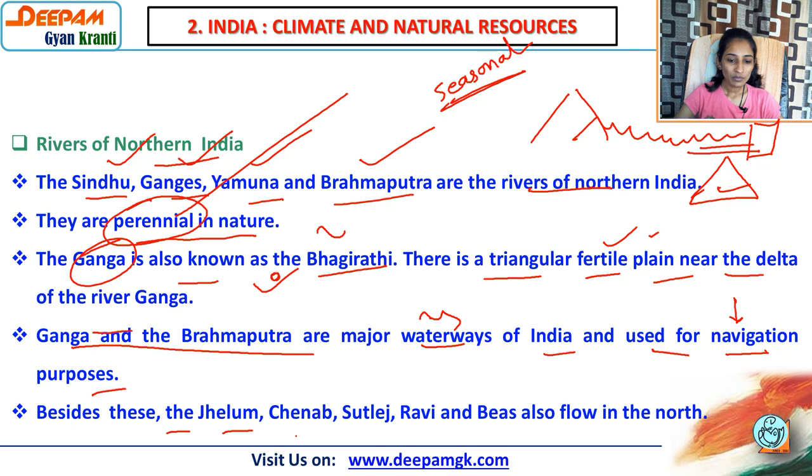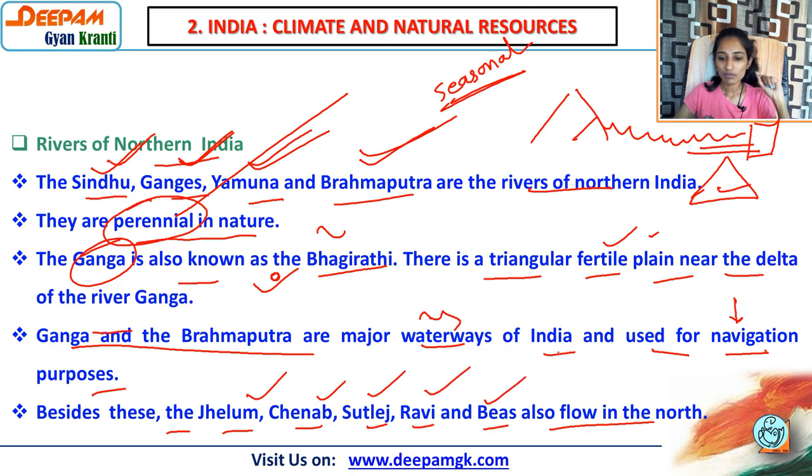Besides this, the Jhelum, Chenab, Satluj, Ravi and Bias also flow in the north. So you have to remember the rivers which flow in the north part of India. Main rivers: Sindhu, Ganga, Yamuna, Brahmaputra. Which four rivers? Four. Sindhu, Ganga, Yamuna, Brahmaputra. Besides that we have Jhelum, Chenab, Satluj, Ravi and Bias. Okay, so in total you have 9 rivers of northern India. Which are they? Sindhu, Ganga, Yamuna, Brahmaputra, main rivers. Then Jhelum, Chenab, Satluj, Ravi and Bias.